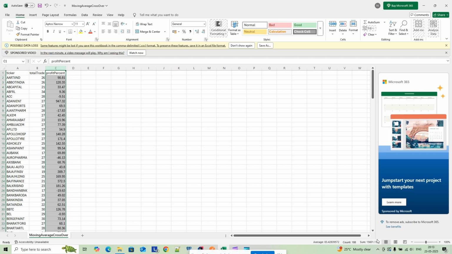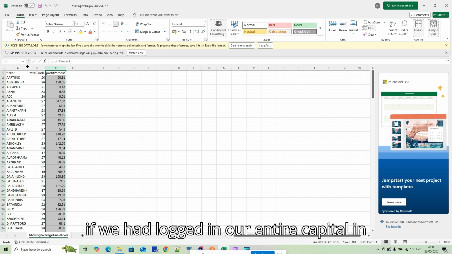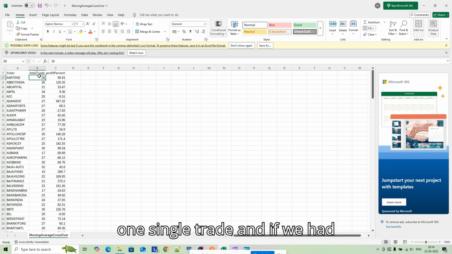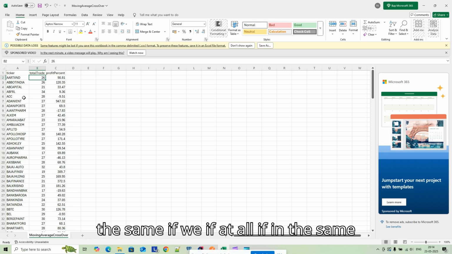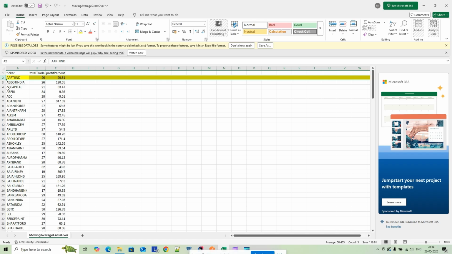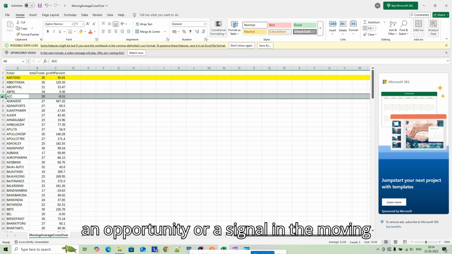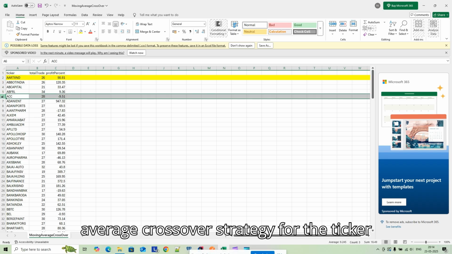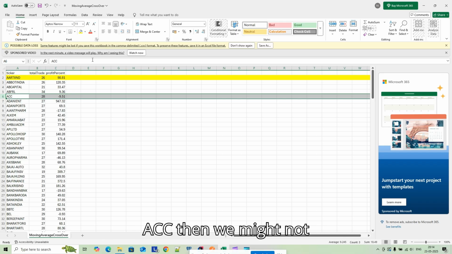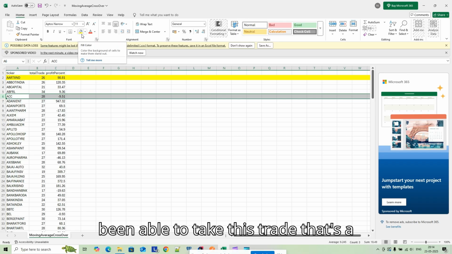Say for example, if in Aarti India we had locked in our entire capital in one single trade, and at the same time we had an opportunity or a signal in the moving average crossover strategy for the ticker ACC, then we might not have been able to take this trade. That's a catch here.